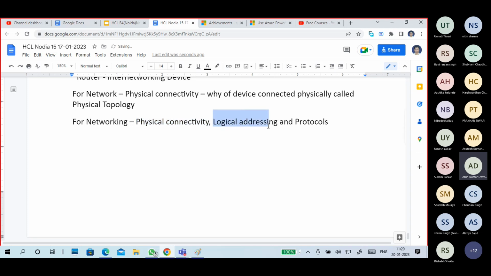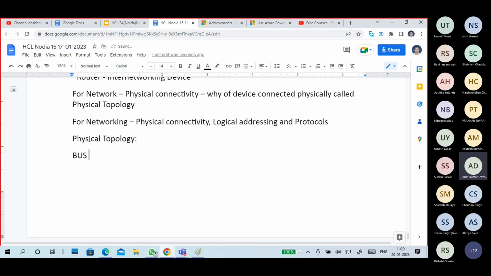Without logical addressing, you don't know to whom to communicate. Without protocol, we don't know what you communicate. So this is the core. But first of all, I'm trying to tell about physical topologies. What are the physical topologies?